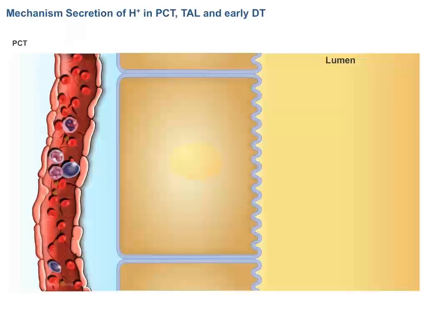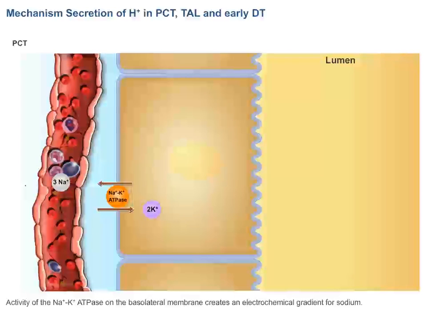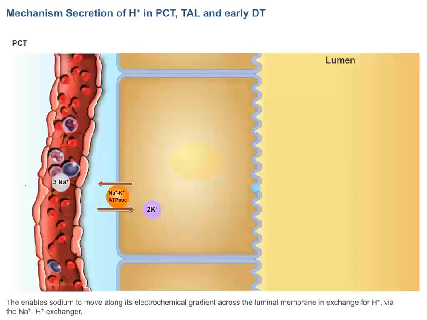Mechanism of H+ secretion in the PCT, TAL, and early DT. H+ secretion in the proximal convoluted tubule, thick ascending limb, and early distal convoluted tubule is by secondary active countertransport. Activity of the sodium-potassium ATPase on the basolateral membrane creates an electrochemical gradient for sodium. This enables sodium to move along its electrochemical gradient across the luminal membrane in exchange for H+ via the sodium H+ exchanger.